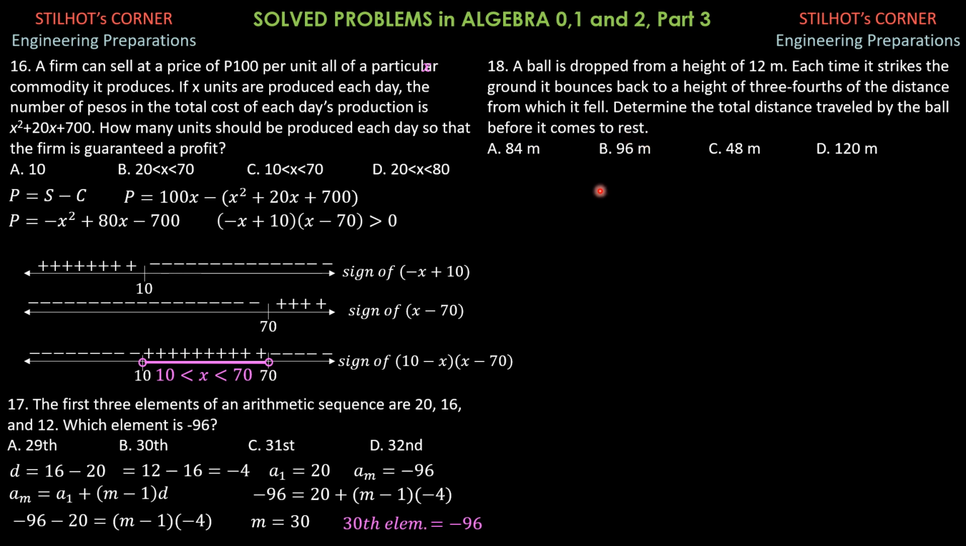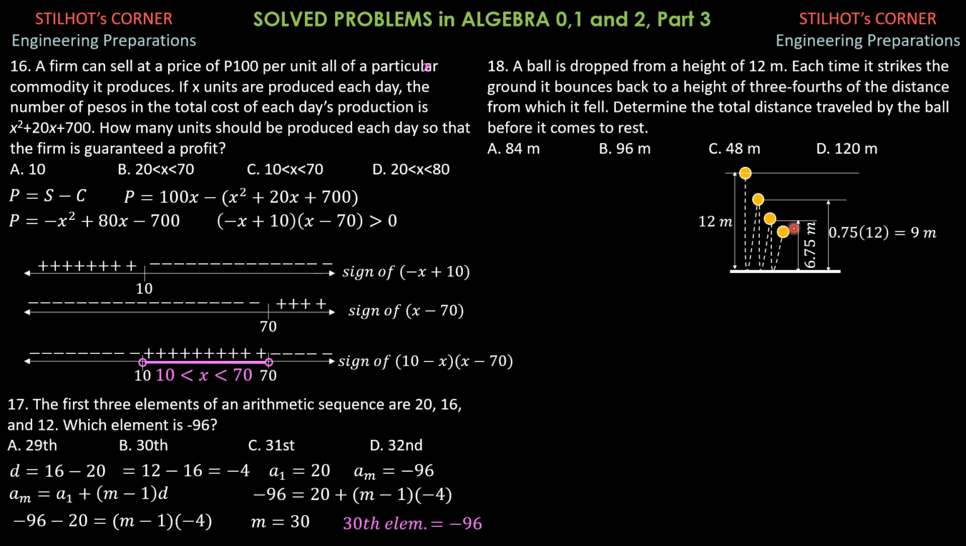So let us check if the distance traveled begins as it falls, then it rises. That's our first element. If these terms are in geometric progression, so this is the figure. So initial height is 12, then it rebounds to that height, which is 3/4 of 12, and 3/4 or 0.75 of 12 is 9. Then for the second rebound, it rebounds to 0.75 of 9, and that is 6.75.